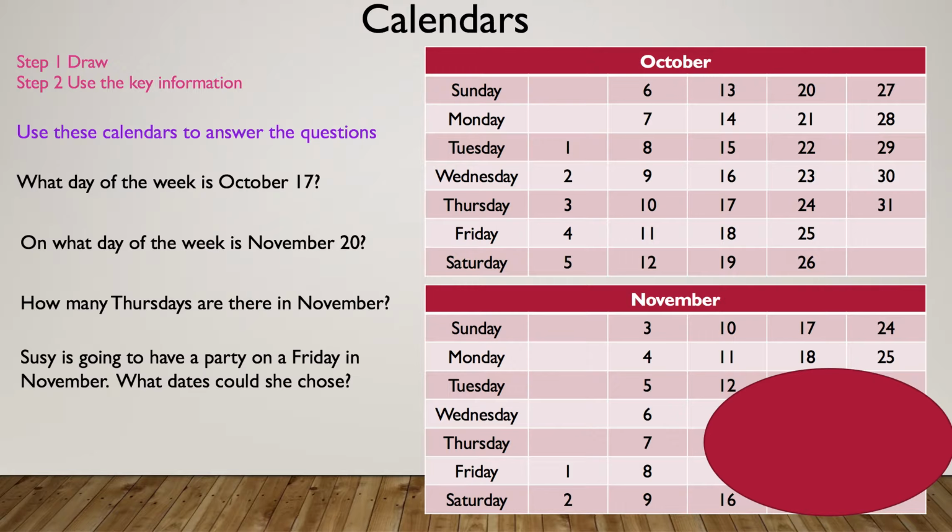So let's take a look at the steps first. Step one, draw. What does that mean? It depends. Since we're talking about calendars, it could mean adding missing dates or missing days. And then step two, use the key information. And then let's go ahead and use these calendars to answer these questions.